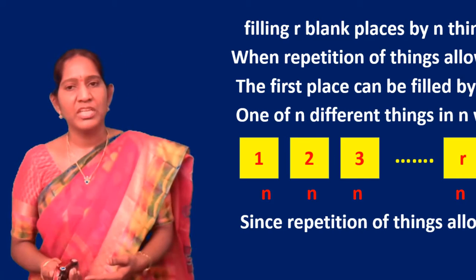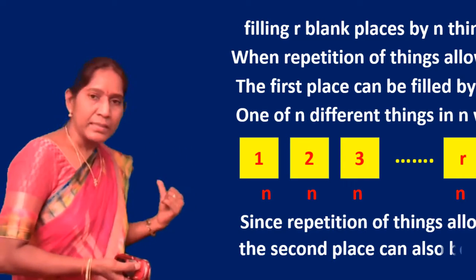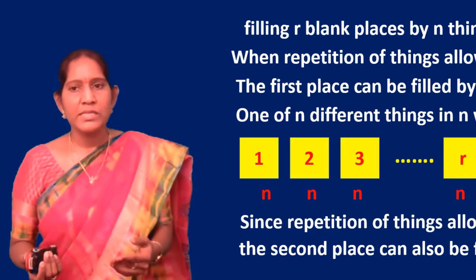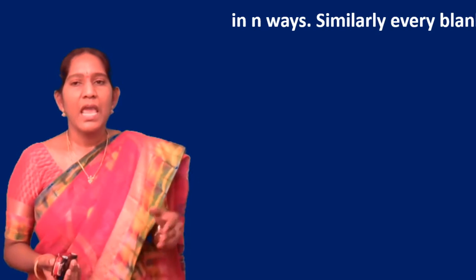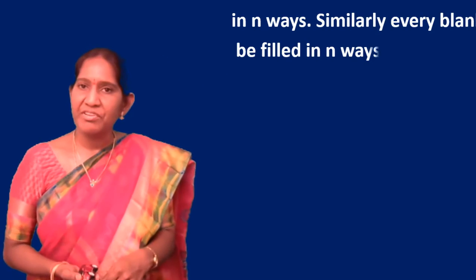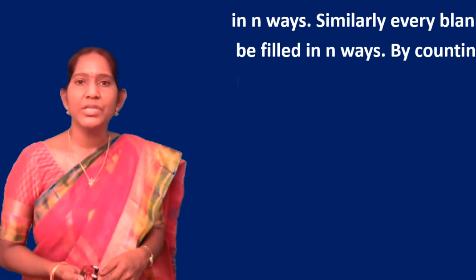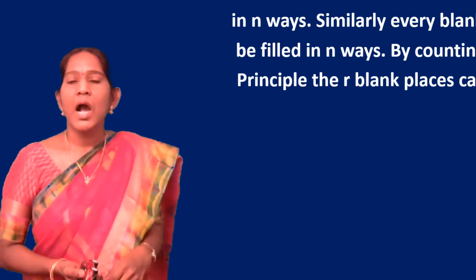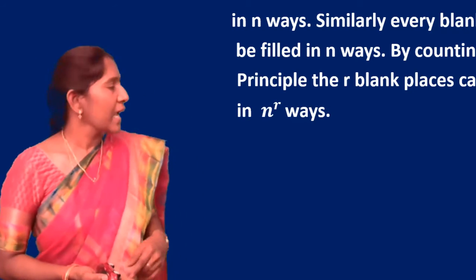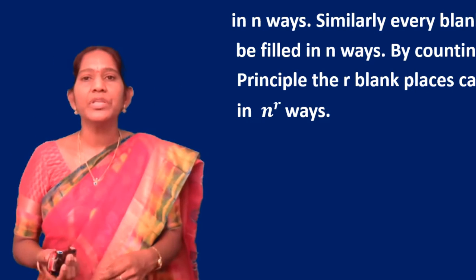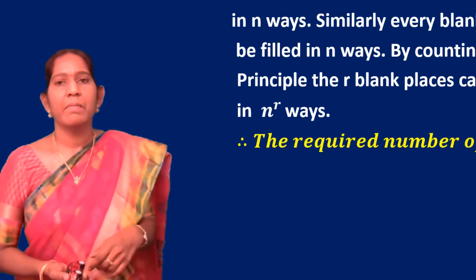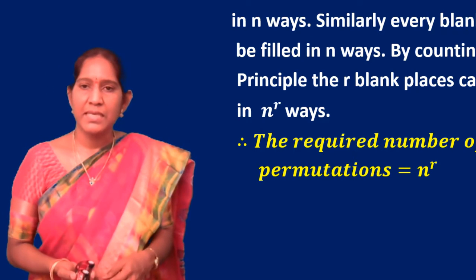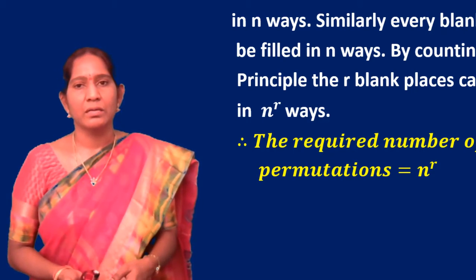Since repetition of things is allowed, the second place can also be filled by any one of n different things in n ways. Similarly, every blank can be filled in n ways. By the multiplication principle, the r blank places can be filled in n to the power r ways. Then the required number of permutations is equal to n to the power r.